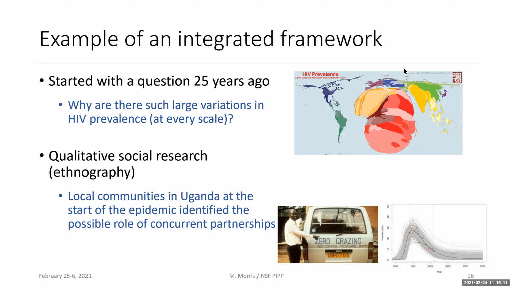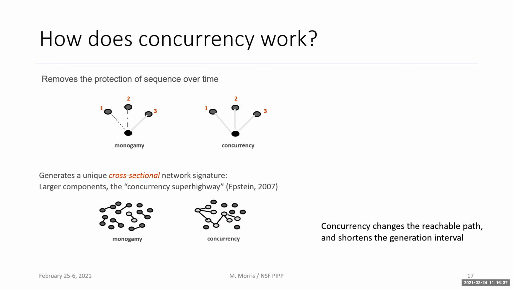That generated a public health response in the late 1980s in Uganda called the Zero Grazing Campaign. And that in turn resulted in an 80% reduction in HIV prevalence over the subsequent decades. So it was a pretty remarkable sequence of events. And that's what led us to be interested in trying to understand the role that concurrency might play.